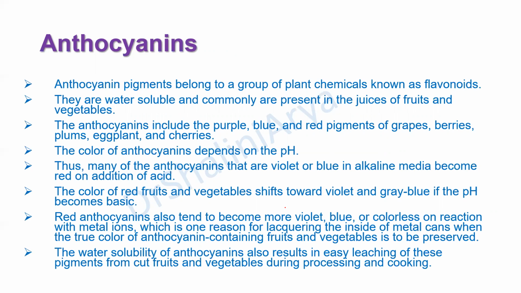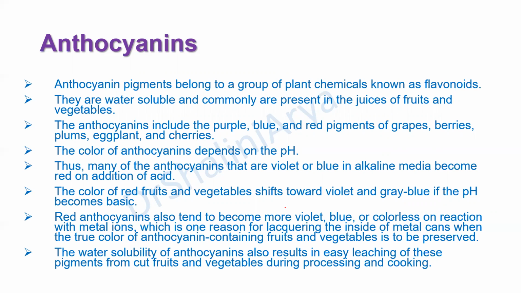Now, anthocyanin pigments also belong to the group of plant chemicals known as flavonoids. So what are flavonoids? Flavonoids are water soluble and commonly present in the juices of fruits and vegetables. Like pomegranate juice, the colors under anthocyanin include blue and red pigments from grapes, berries, blueberry, jamun, plums, even the eggplant with its purple color, and various types of cherries.